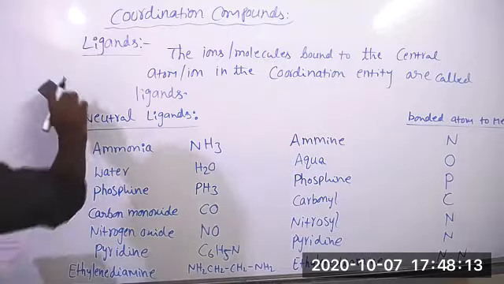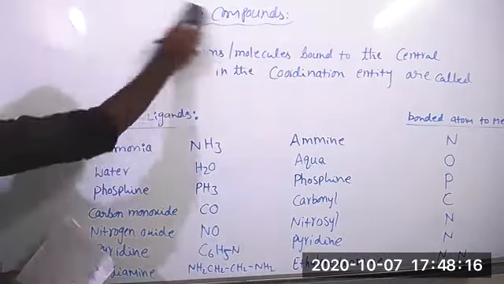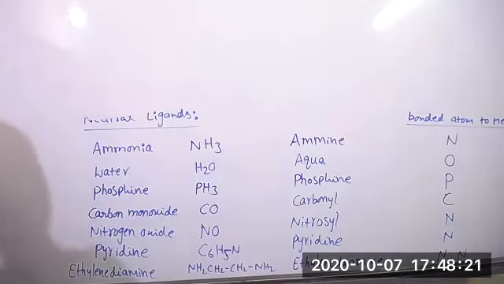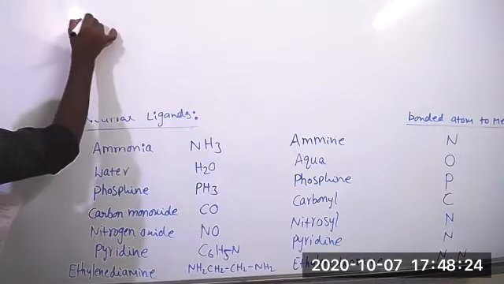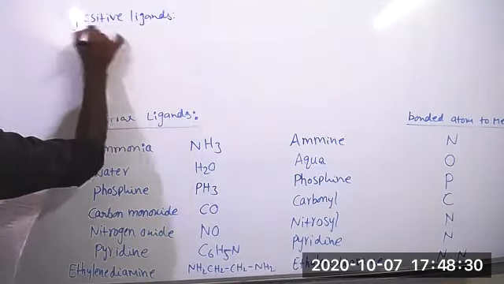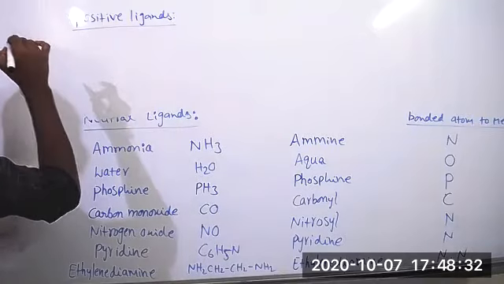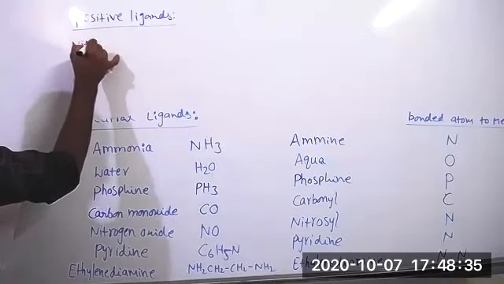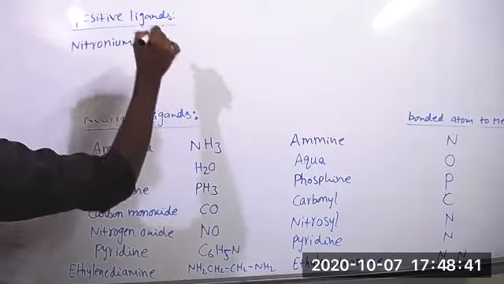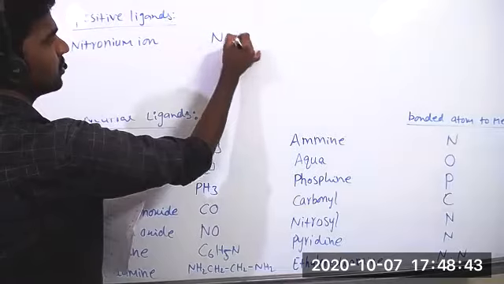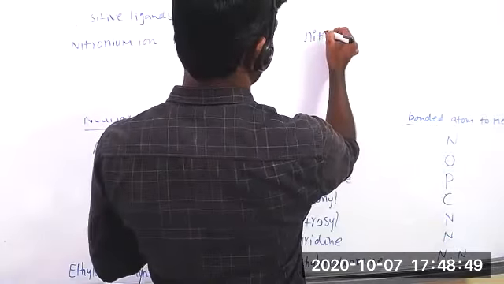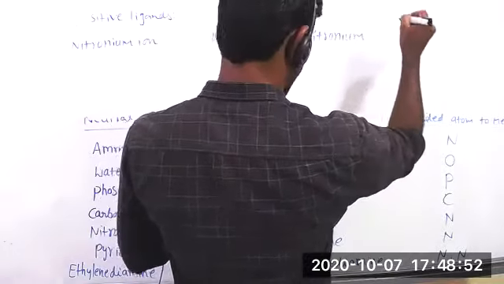Okay, next, positive ligands. I have only 3 positive ligands. That is a nitrosonium ion, nitronium ion. It is NO2 plus. Nitronium, name is nitronium. Bonded atom is here, nitrogen atom.